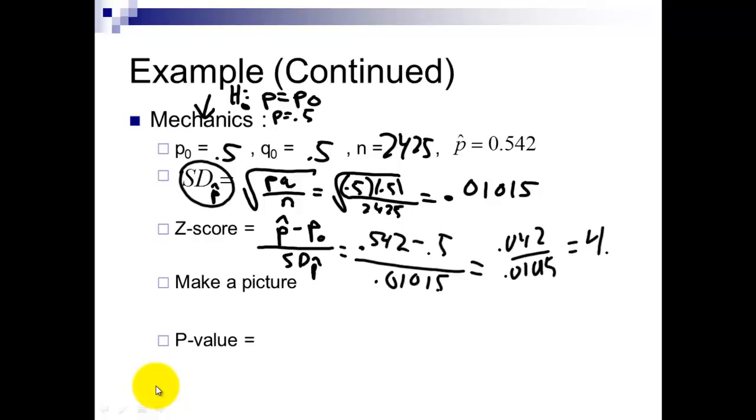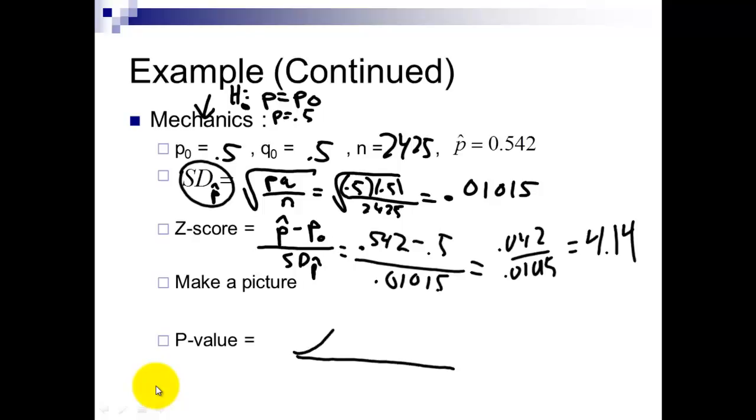What do you get for the z-score here? Yeah, 4.14. What do you think? Is this going to be a rare event? We're supposed to make a picture. Here's the picture.